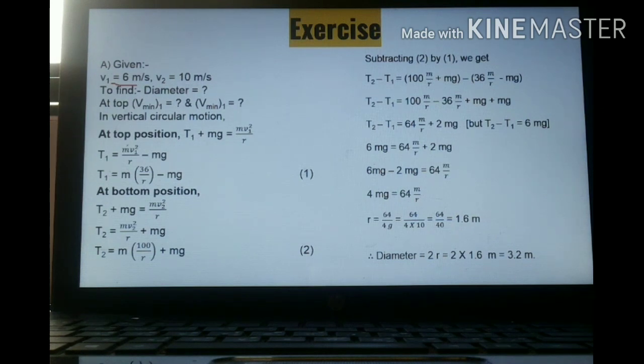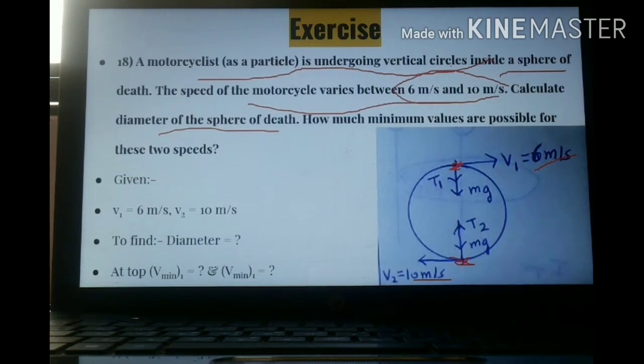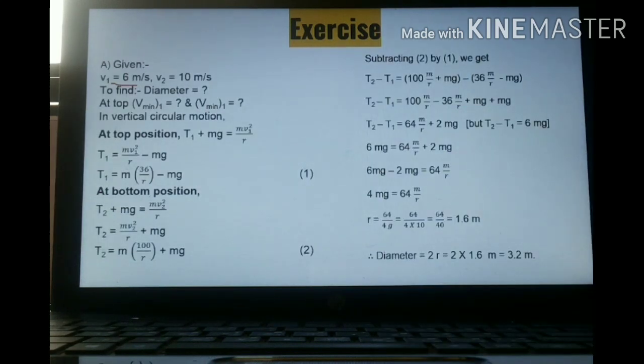So for this, at the top position, you will see that tension and mg or weight are in the same direction. As both are in the same direction, we are taking plus over here, and both are balancing the centripetal force, so it is mv1 square upon r. So T1 is equal to mv1 square upon r minus mg. Here v1 is 6, 6 square is 36, so m into 36 upon r minus mg.